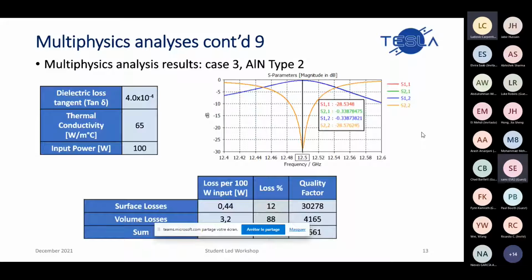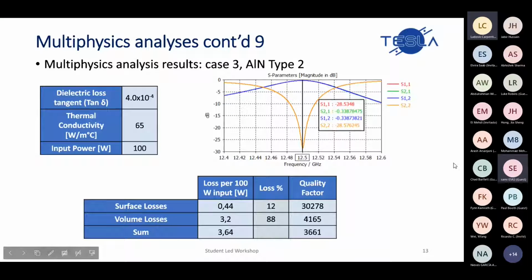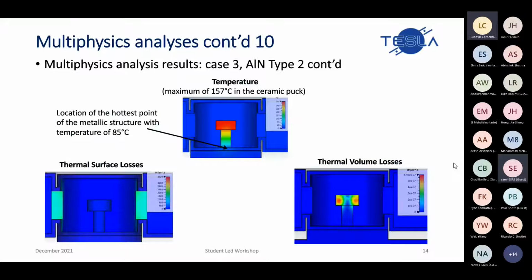So now, if we move to case number 3, which is an intermediate case, we can see that we have more than 3.6% of the injected power that is lost within the structure, and 88% of this lost power is lost within the ceramic part. So for this case, we have a temperature of 157 degrees that is reached in the ceramic part, and 85 degrees that is reached in the metallic cavity.